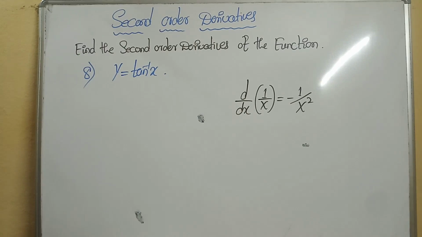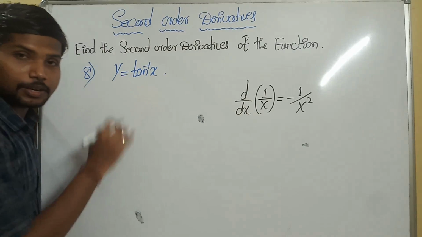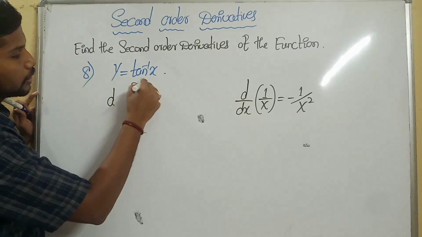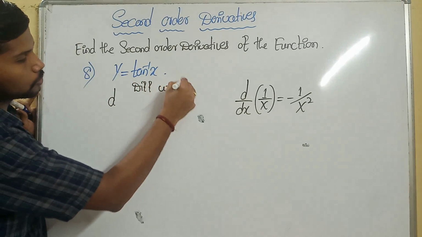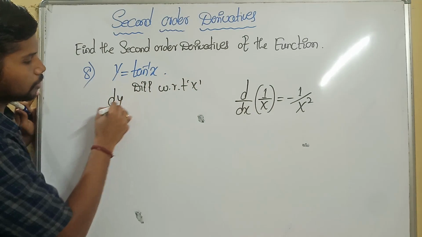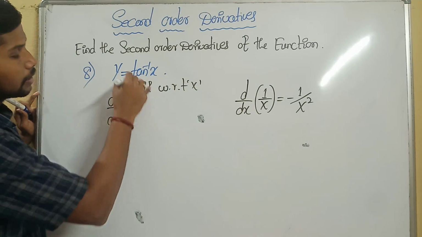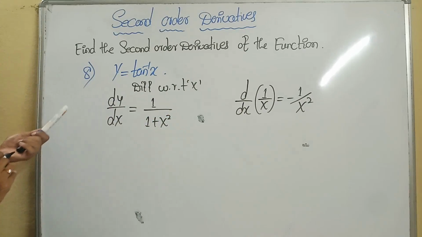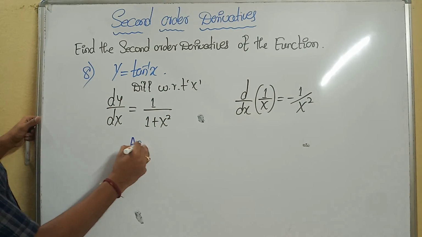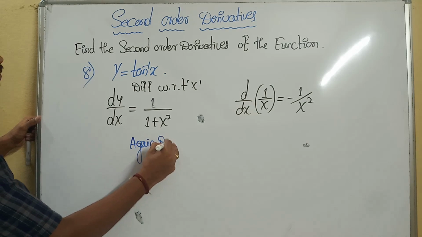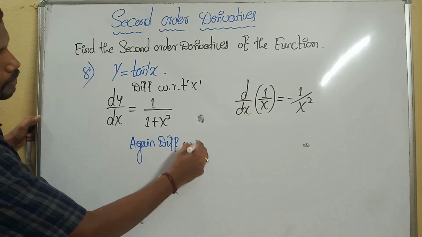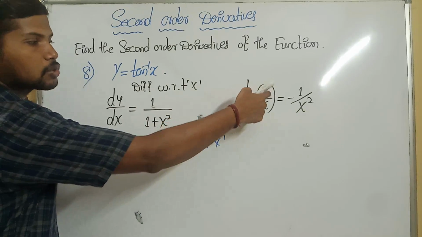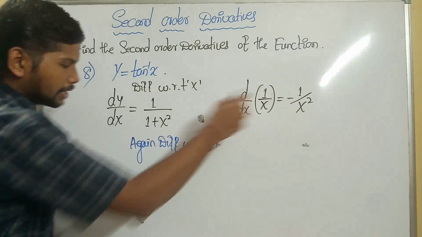Observe the next one. I need to find the second order derivative for the tan inverse of x. It will be differentiating with respect to x. y with respect to x will be dy by dx. Tan inverse of x derivative will be 1 divided by 1 plus x square. Again, differentiating with respect to x. It is in the form of 1 divided by 1 plus x square. Means what is 1 by x derivative? Minus 1 by x square.